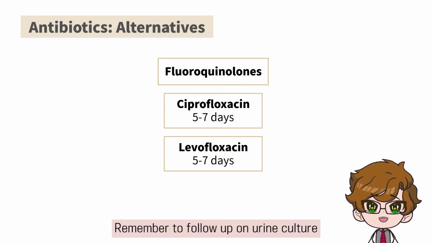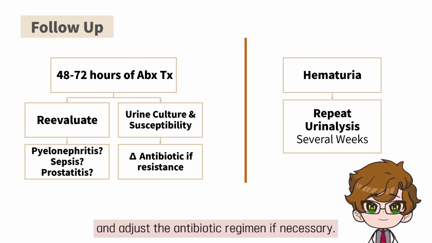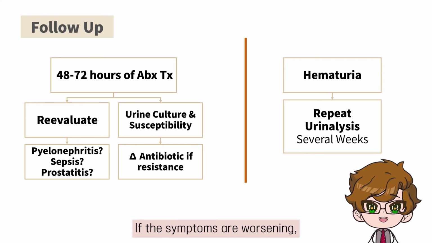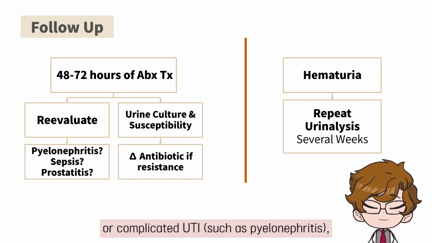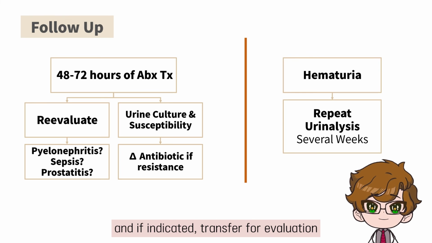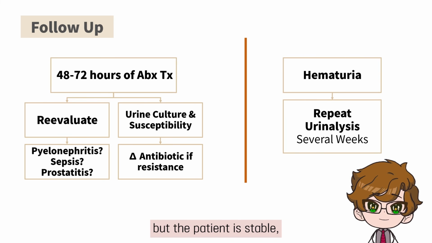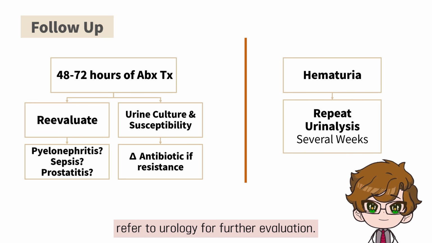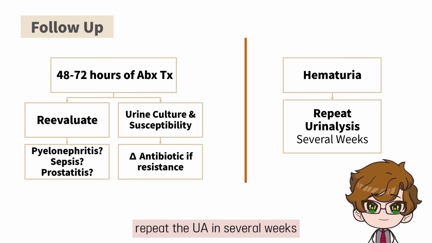Follow-up. Remember to follow up on urine culture and susceptibility results and adjust the antibiotic regimen if necessary. If the symptoms are worsening, make sure to reevaluate for sepsis, prostatitis, or complicated UTI such as pyelonephritis, and if indicated, transfer for evaluation in the inpatient setting. If the symptoms persist without improvement but the patient is stable, refer to urology for further evaluation. If there was hematuria on the UA, repeat the UA in several weeks to rule out persistent hematuria.